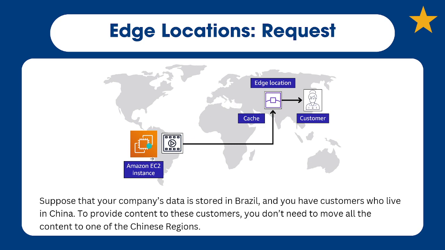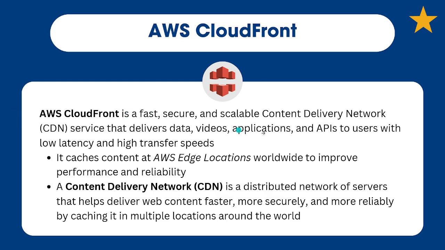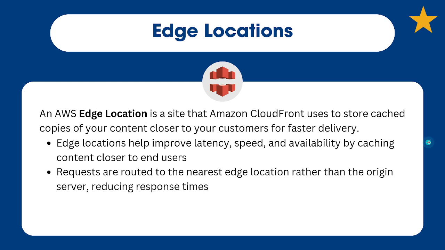So this edge location is going to have some copies of that data stored here, so that when that customer does request it, right, that cache or that temporary storage, the customer is going to be able to request from here rather than having to wait for data to make its way through CloudFront all the way from Brazil. So edge locations, they just shorten the distance between your customers and data. And remember, the one delivering the data is Amazon CloudFront. It's a CDN, or content delivery network.